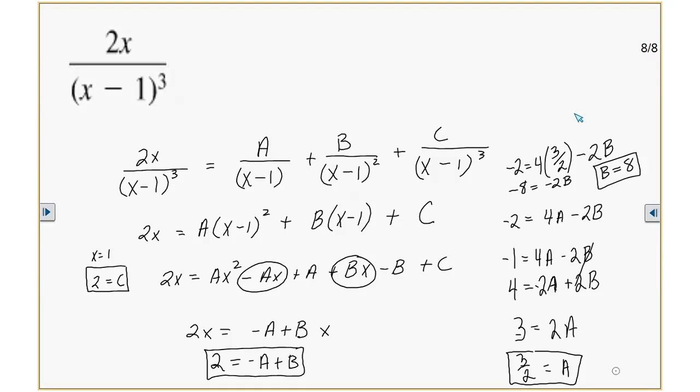Y'all check me. So now we're going to have A is 3/2. What? Yeah, you're right. So that's going to be A is 3/2. Mr. Carvell, check this. You got to go check it and make sure I got the right mistake.